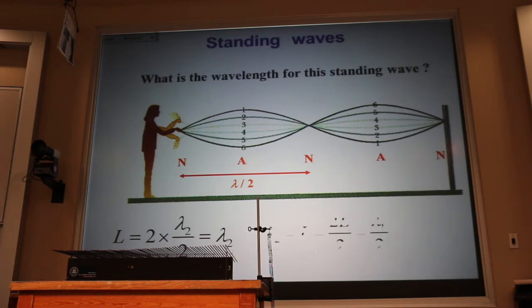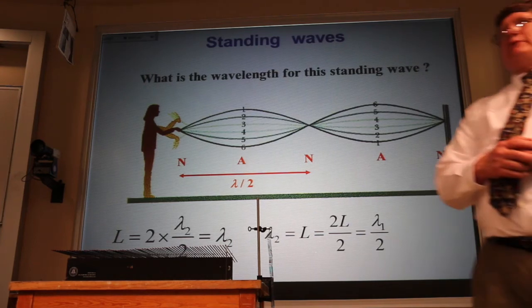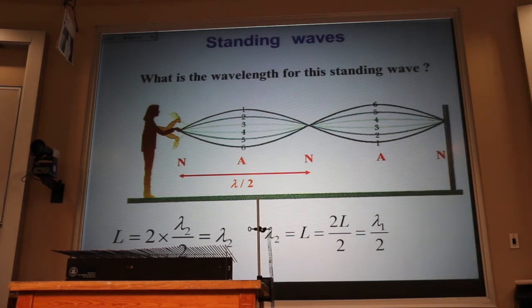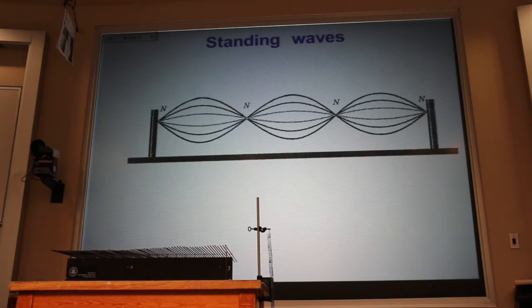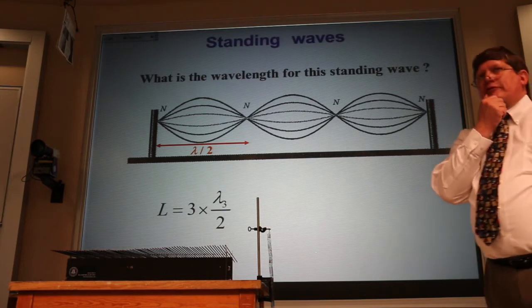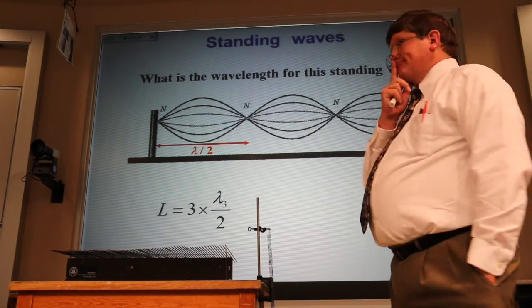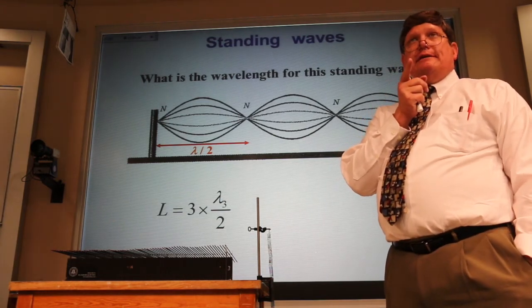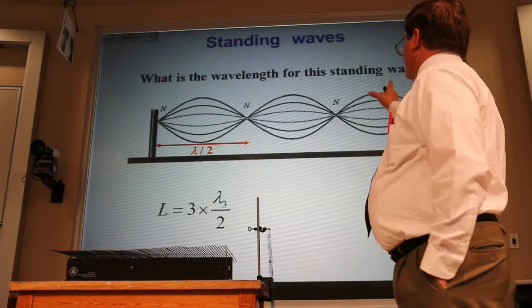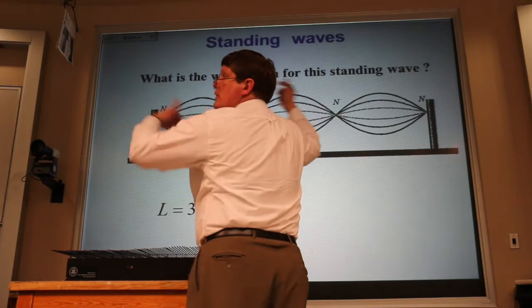But here's the important part. That's half what it used to be. It used to be 2L, and now it's just L. Now, if we go to the third harmonic, now I've got 3 footballs. What is the wavelength in terms of L here? Is it half L? Two-thirds L. Now, some of you could just visualize that. You say, well, 2 footballs is a wavelength, and that's 2/3 of the total L.